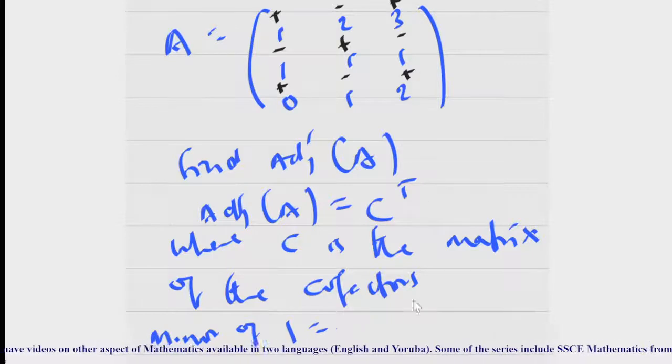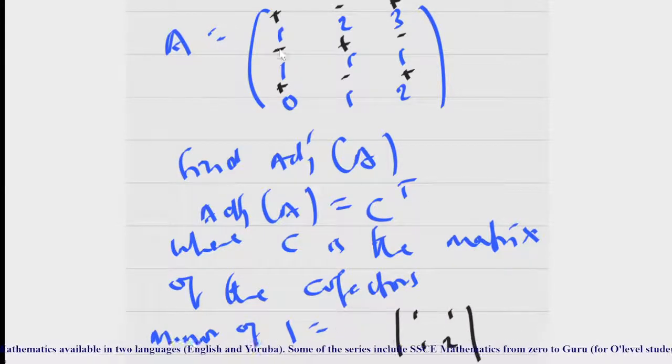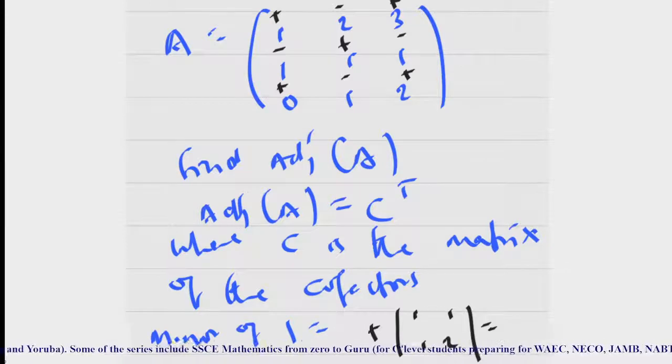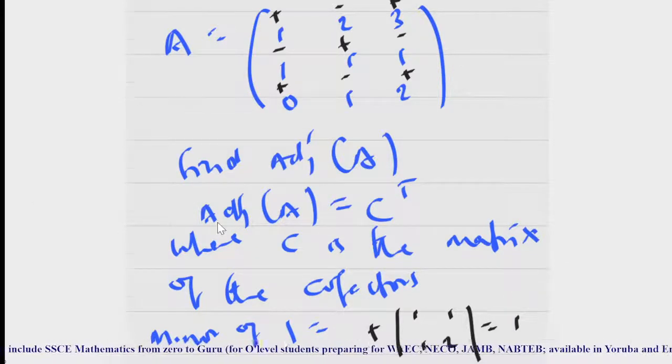So then I'm going to have 1, 1, 1, 2. But don't forget your sign. That is plus 1. If you obtain it, 1 times 2 is 2, 2 minus 1, that is 1. I hope you understand now. So you are going to have 1.